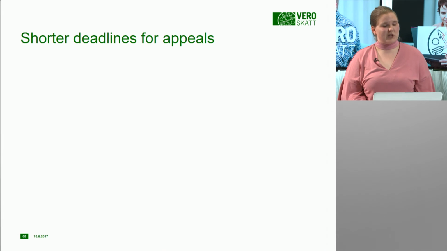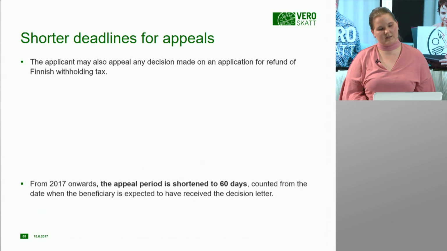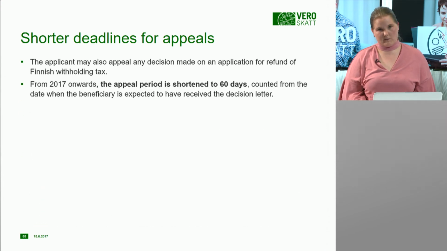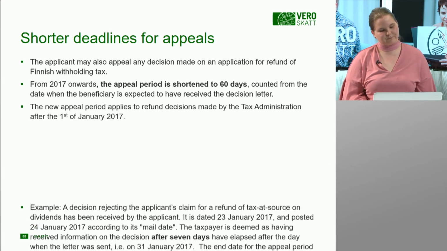Now, an even bigger change has been the shorter deadline for appeals. Any applicant can appeal any decision made on the application for refund of Finnish withholding tax. But starting from this year, that appeal period that used to be 5 years is now shortened to 60 days. And this 60 days is counted from the date when the beneficiary is expected to have received the decision letter. So the new appeal period applies to refund decisions made after the 1st of January 2017.